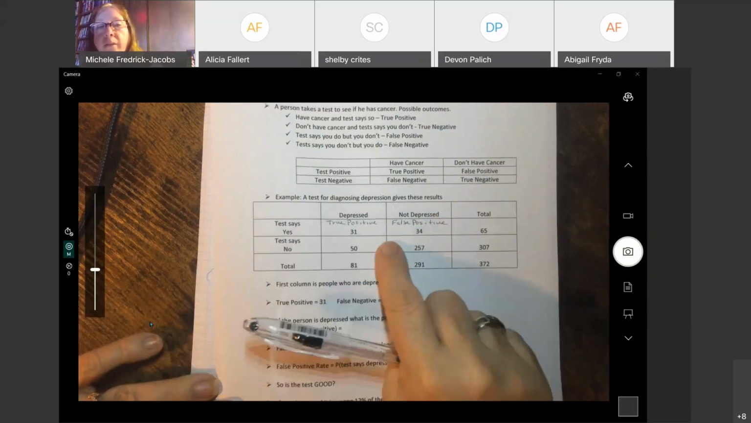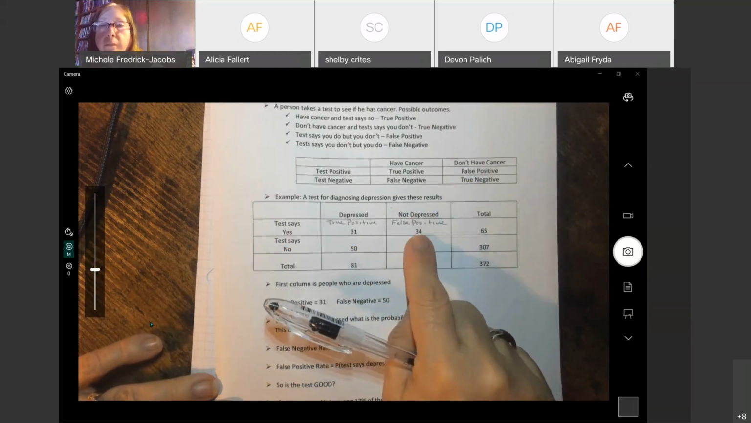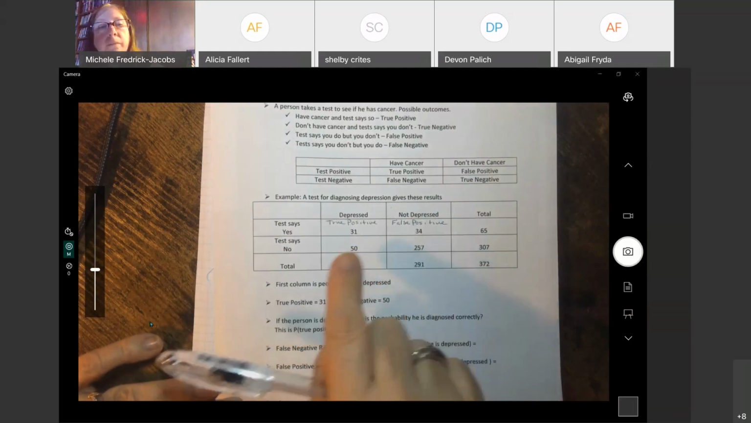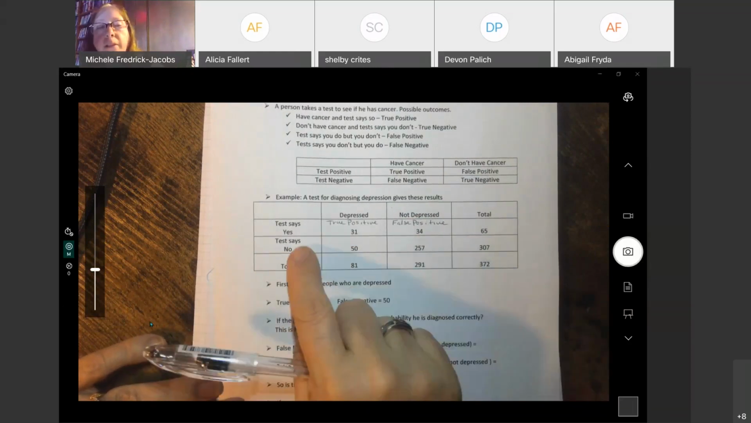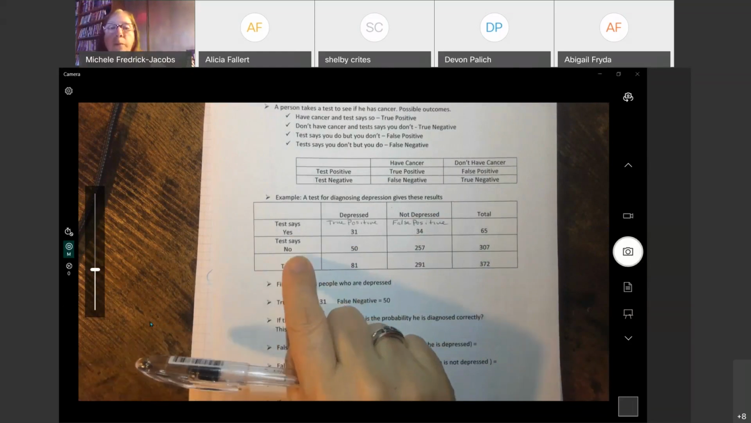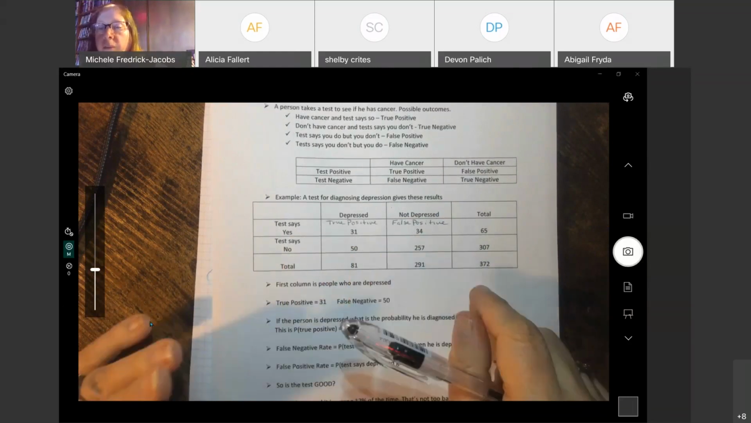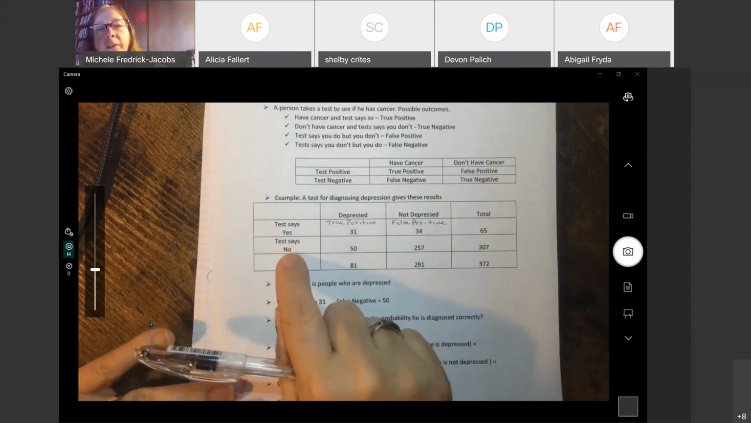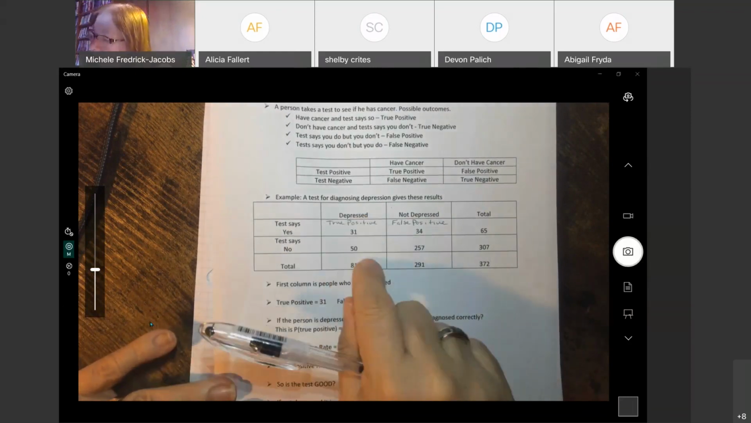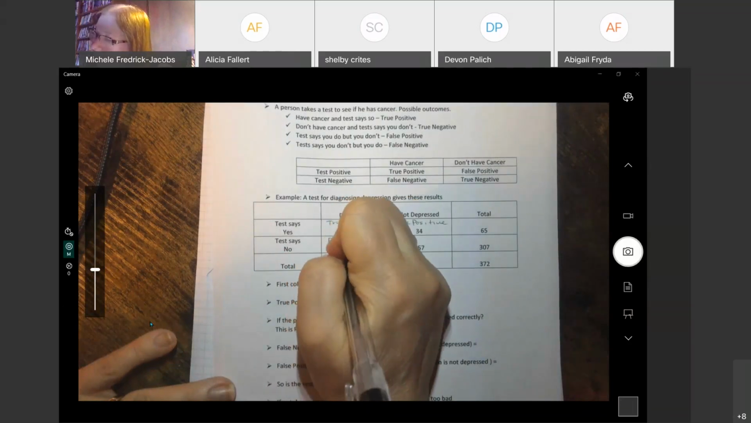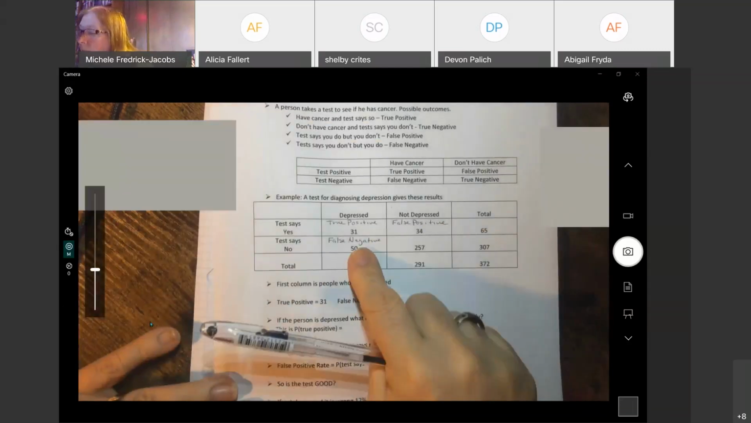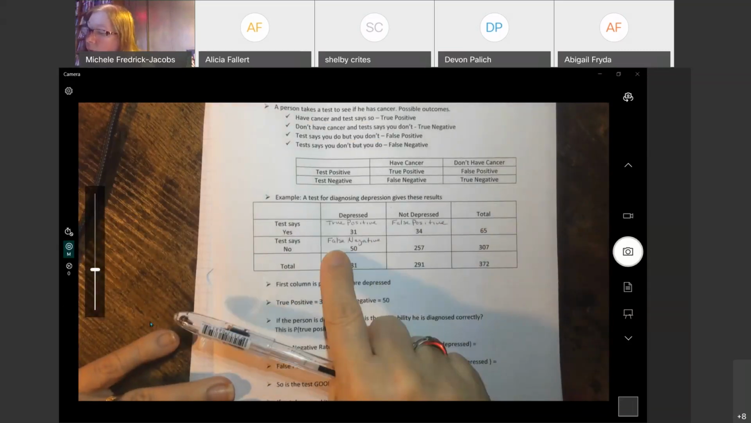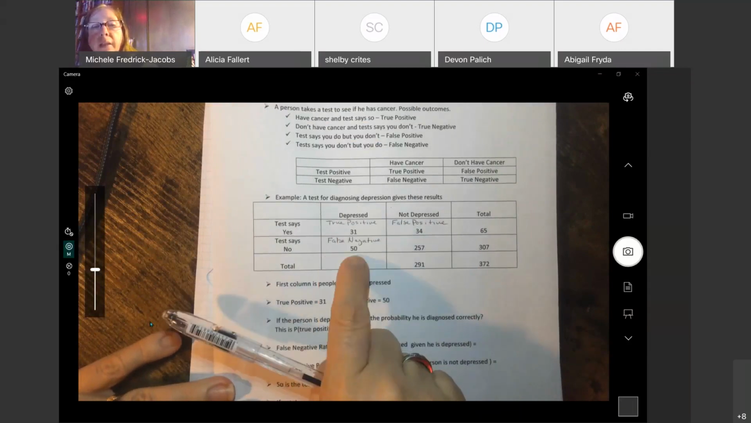Because you tested positive, but it was wrong. The next row is testing negative, because the test says you don't have it. So both of these are negative, one's right and one's wrong. This one says you're not depressed, but you are. So this would be a false negative. The negative was that the test said you are not depressed. The false is because you are. And that's a big amount to miss.